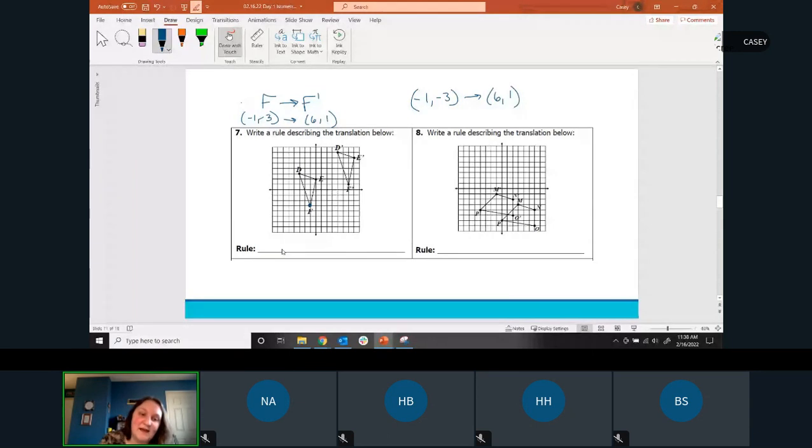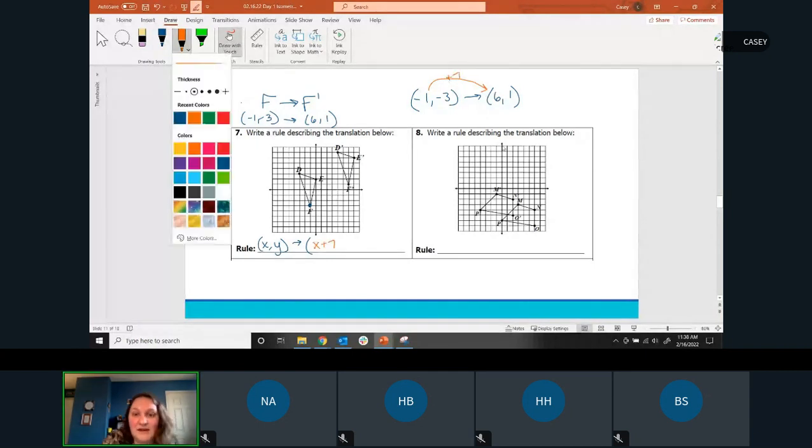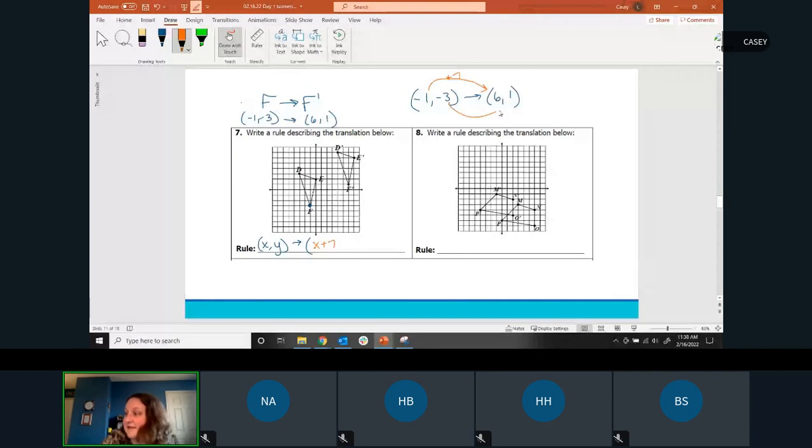So your rule is going to say, okay, well, your point X, Y gets mapped to. Now, how do I go from a -1 to a +6 on a number line? What do you need to do to a -1 to get +6? +7. So this becomes X plus 7. And then how would I go from a -3 to a +1? +4. Very good. So this becomes Y plus 4.